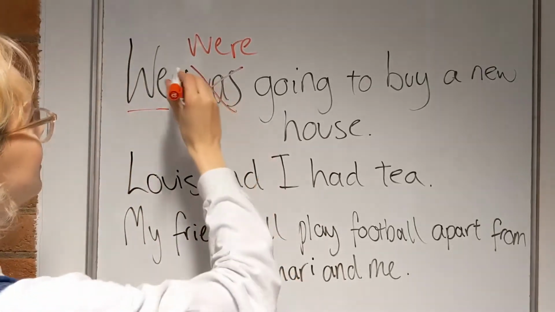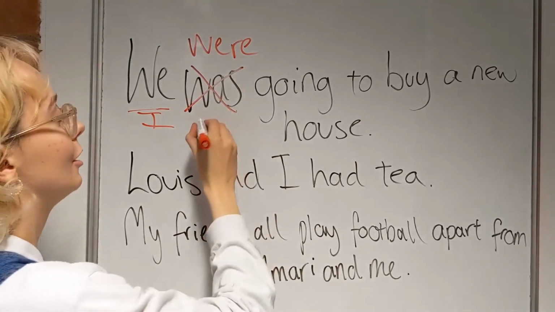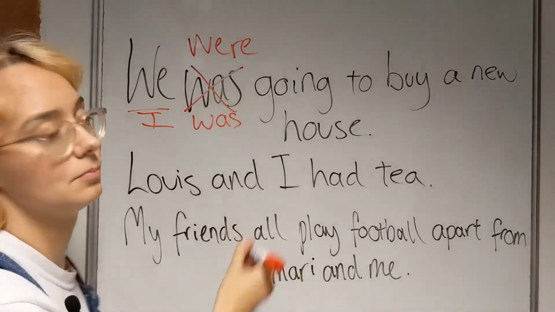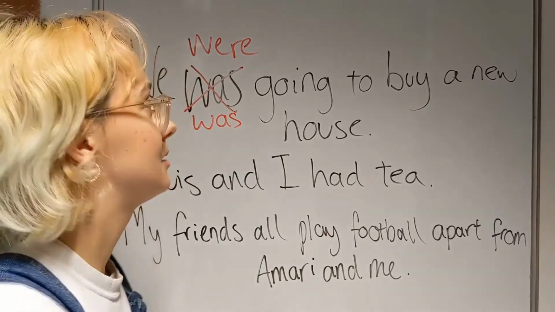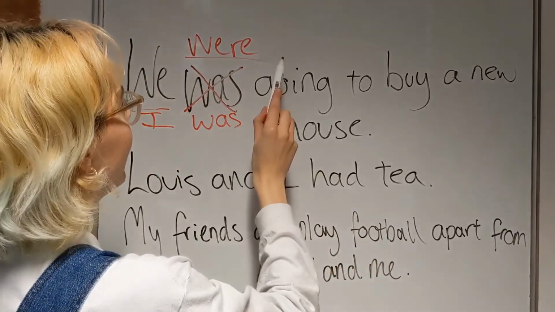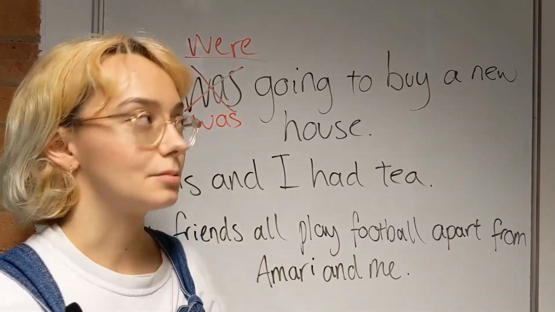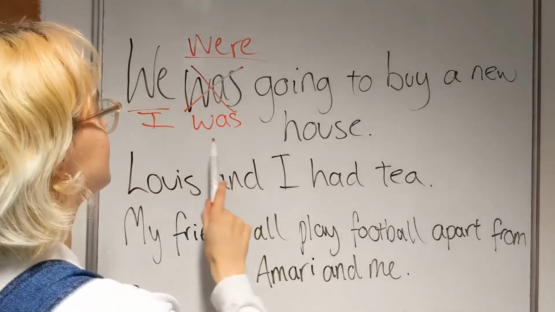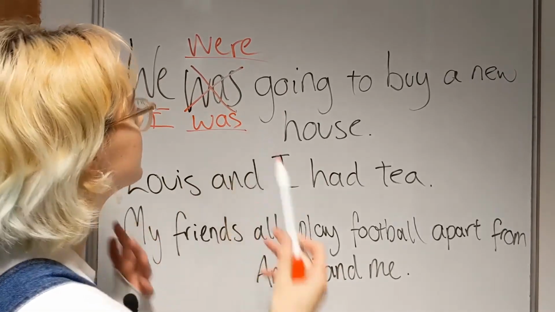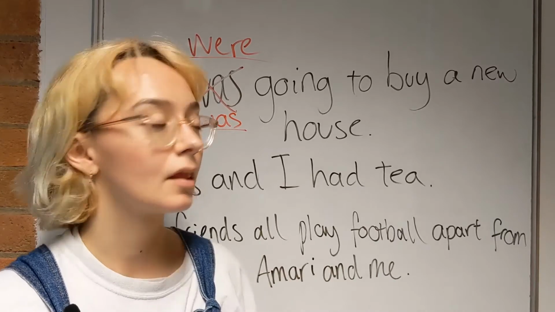But instead, if our subject was I instead, we would still use was. So this is an important distinction to make. So were is for plural, so like we or they, so we say they were. And was is singular, so I or she was.